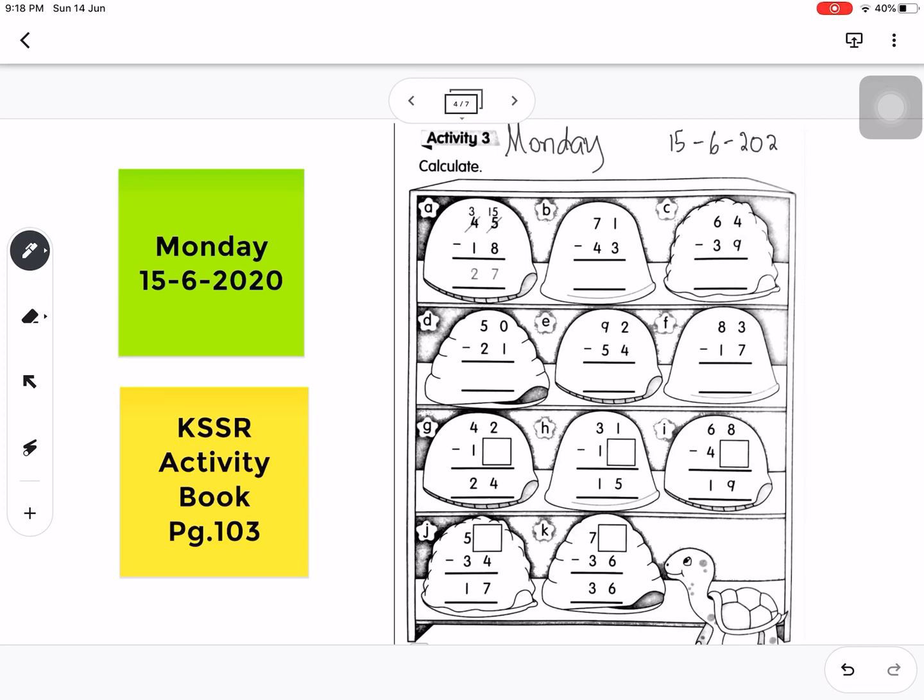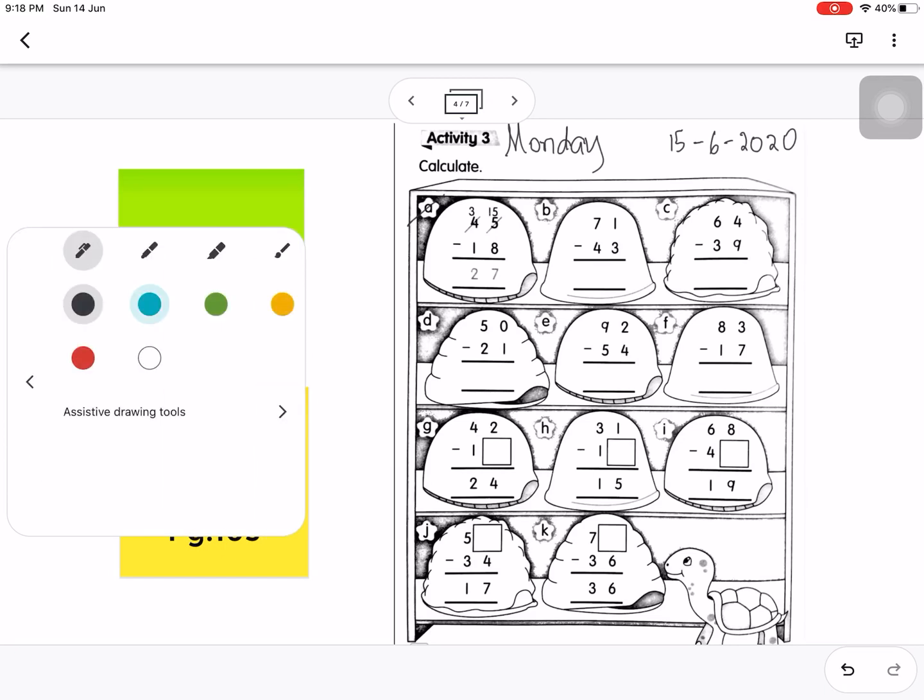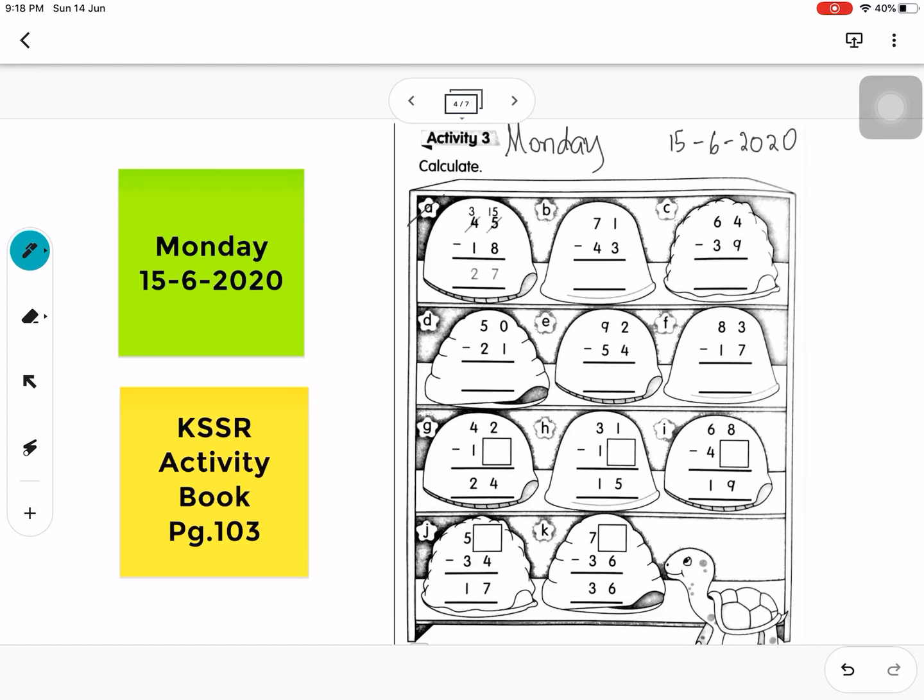15-6-2020. Okay. So, the example is given already. So, I'm not going to explain furthermore. So, we start from B. 71 minus 43. See here, minus. Okay, so 1 cannot minus 3. So we need to borrow 1 from 7, 6 left. And then we do regrouping. 10 plus 1 is 11. So 11 minus 3. 11 count back 3 steps. 11, 10, 9, 8. The answer is 8.